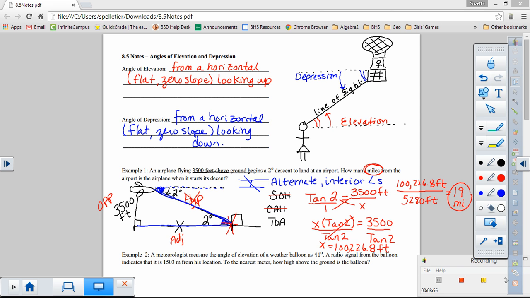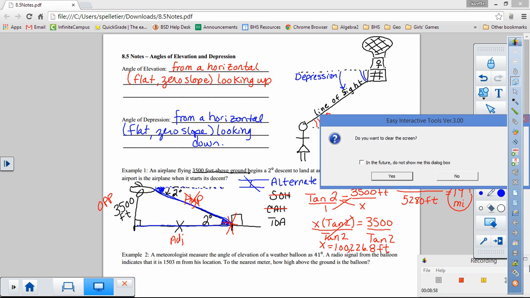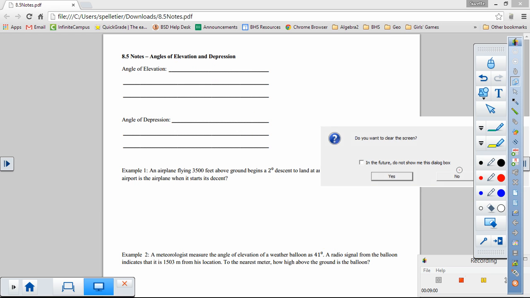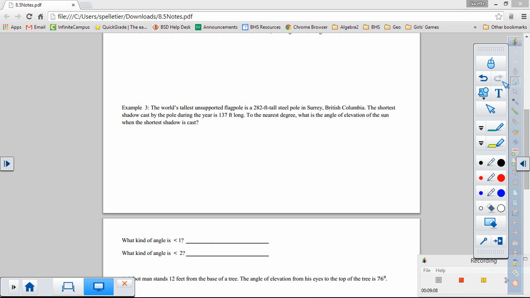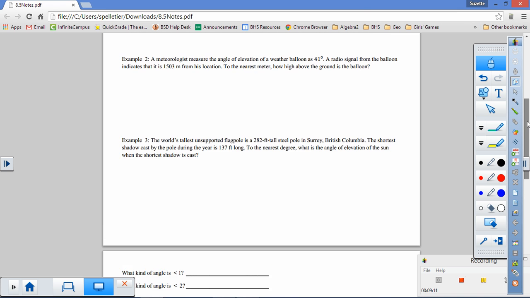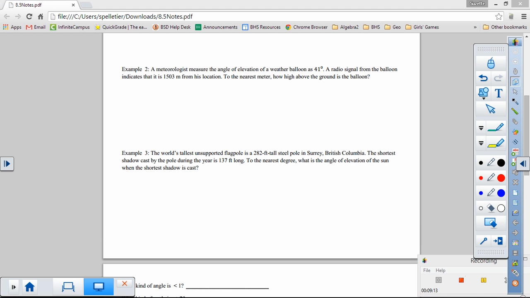Okay, let's try another one. They get a little easier as you do them. It kind of almost falls into a pattern. So let me scroll the page, and we'll look at this one. A meteorologist, I think I scrolled too far, hang on. Yeah, here we go. A meteorologist measures the angle of elevation of a weather balloon as 41 degrees.